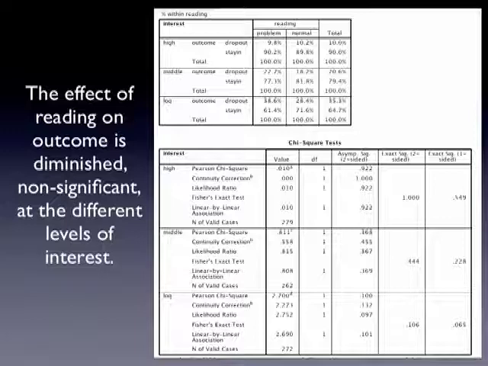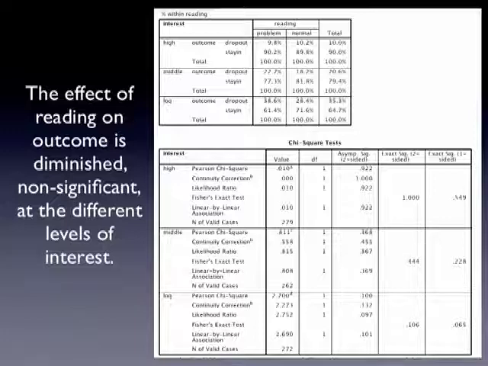And in fact, when we look down below, we find that these three tables are not significant in terms of their chi-squares. The chi-square effects are non-significant, and probability of 0.1, so it's not really significant in that third case either. So what we've established is that the effect of reading on outcome is diminished, is non-significant at the different levels of interest. And that gives us a hint, at least.